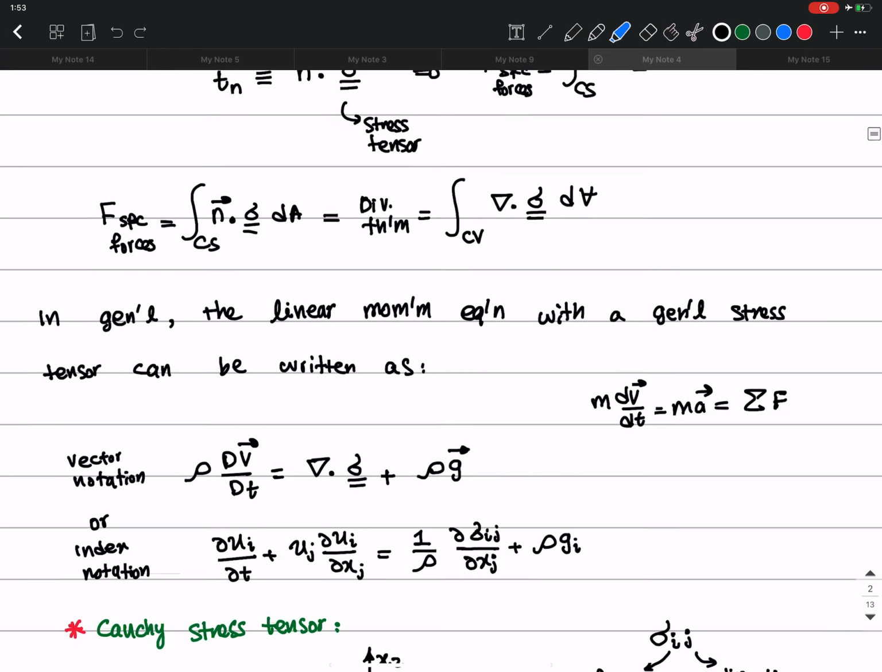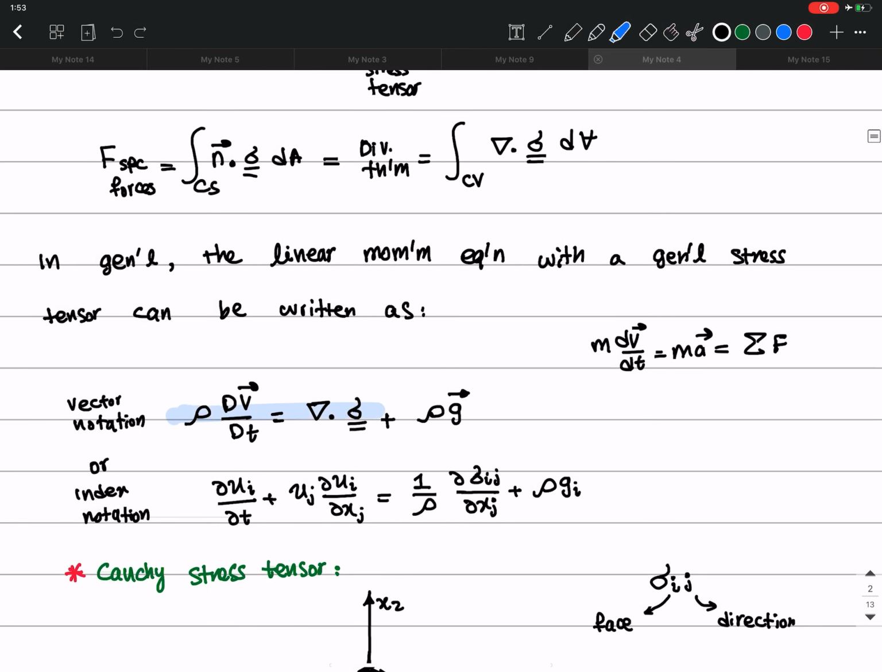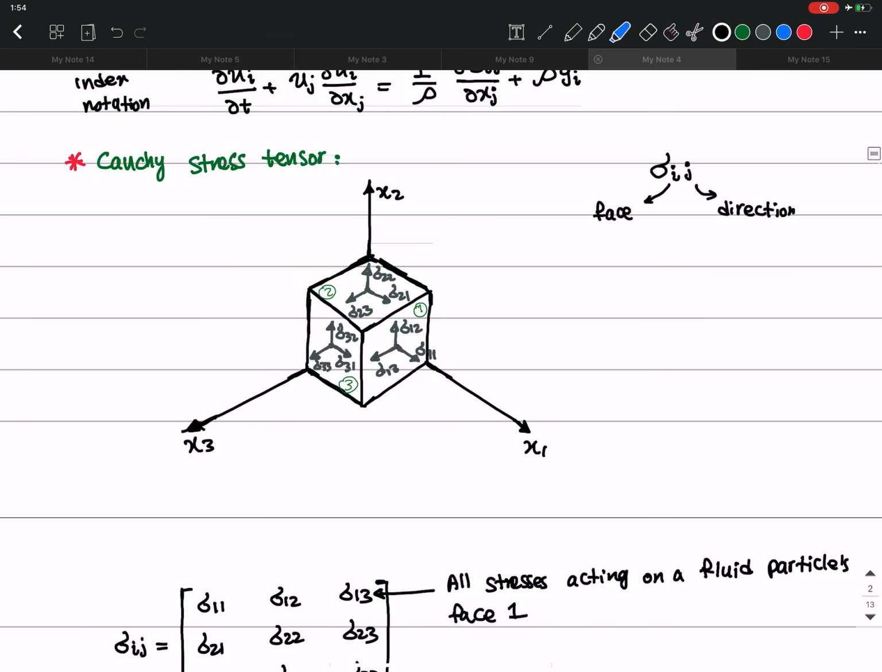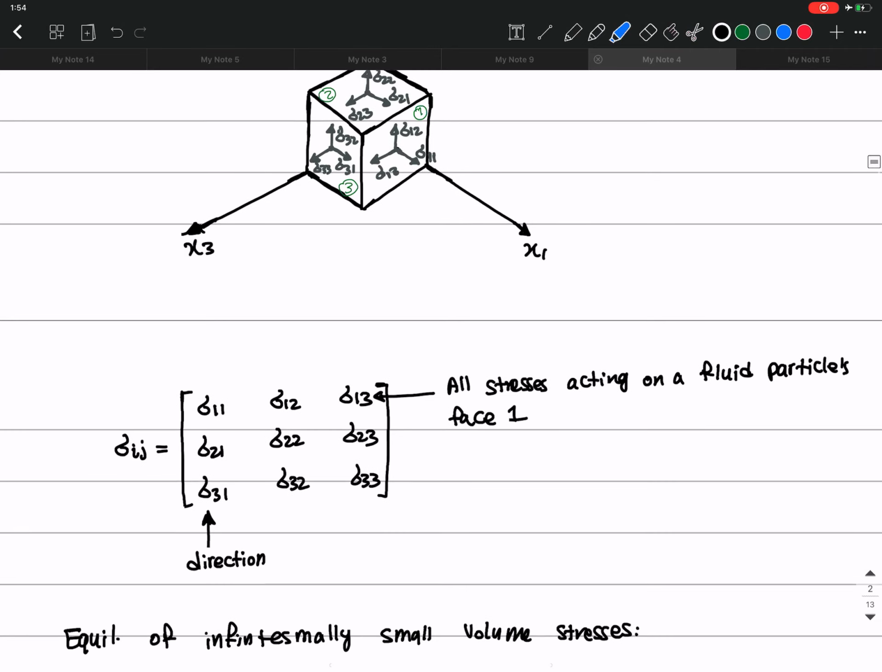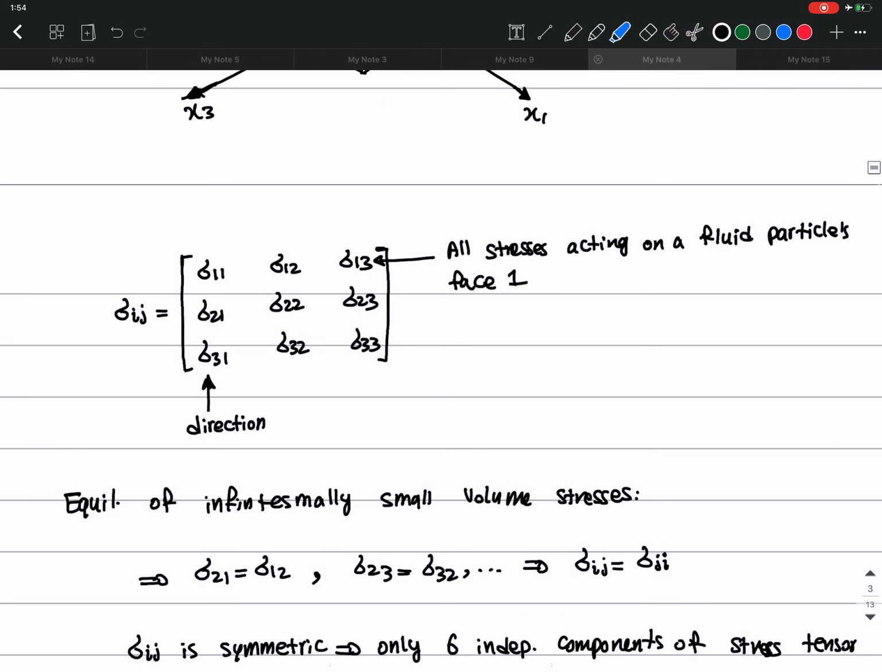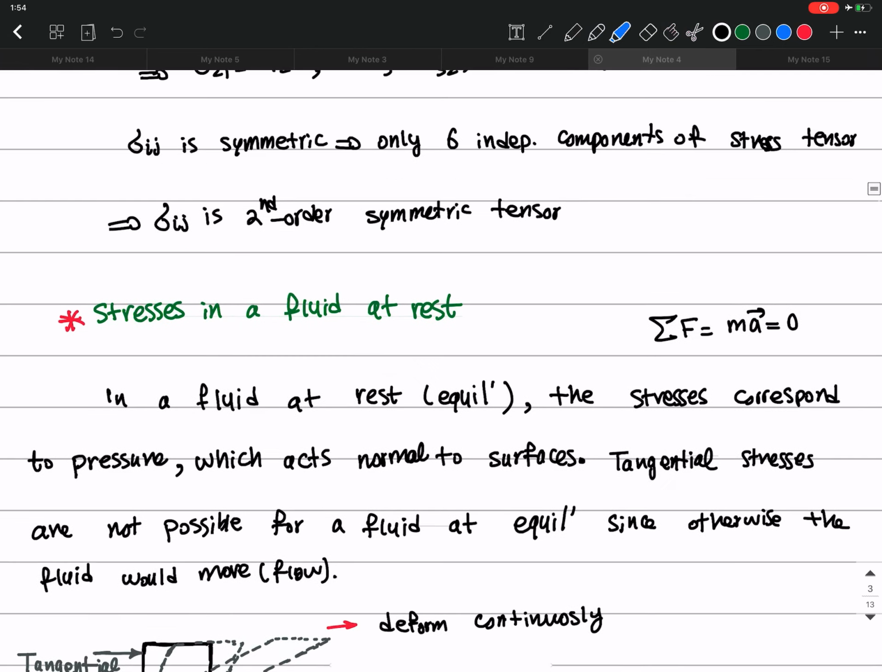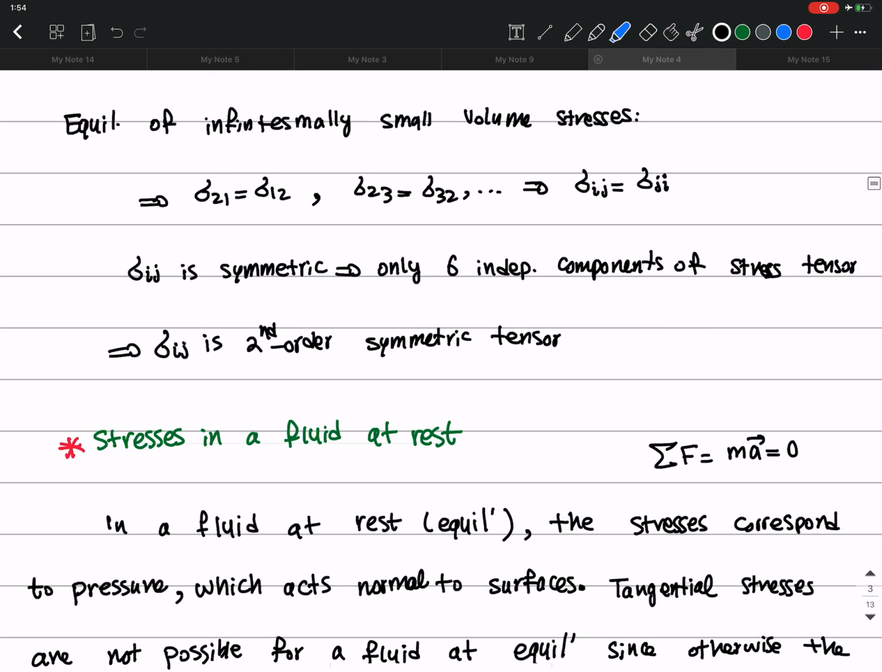So in terms of surface contact forces, we can write a general linear momentum equation as this, where sigma is the stress tensor, and this is for the surface forces, and this is for body forces. Okay, and then we discussed what the Cauchy stress tensor is. We showed the stress tensor, all the stress elements, and talked a little bit about its properties, like it's a second order symmetric tensor.